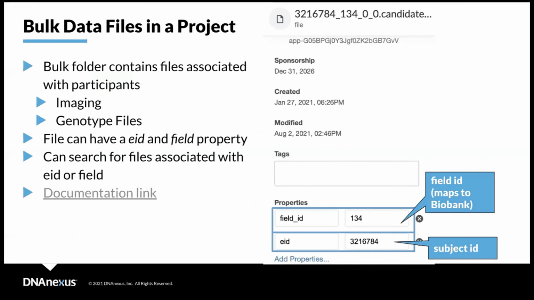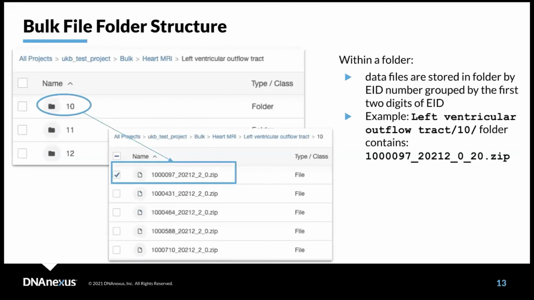For bulk data files, as I said, there could be imaging or genotype files, and each file could have a field ID or EID if it's per participant. You can search using field ID or EID, and you can use these properties for your further analysis. If we look a bit more in depth at how the bulk files are organized, you can see there are multiple folders. Samples are organized by the first 2 digits. Here we have folder 10, and all of the samples there have EIDs starting with 10.